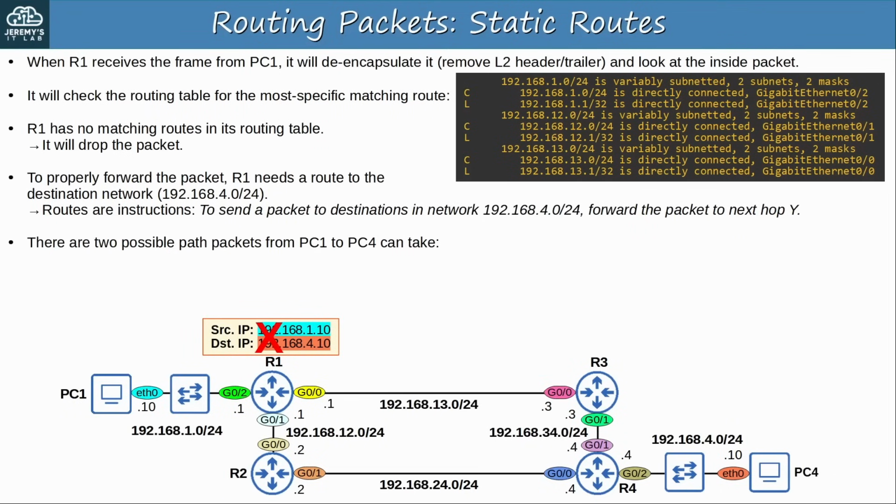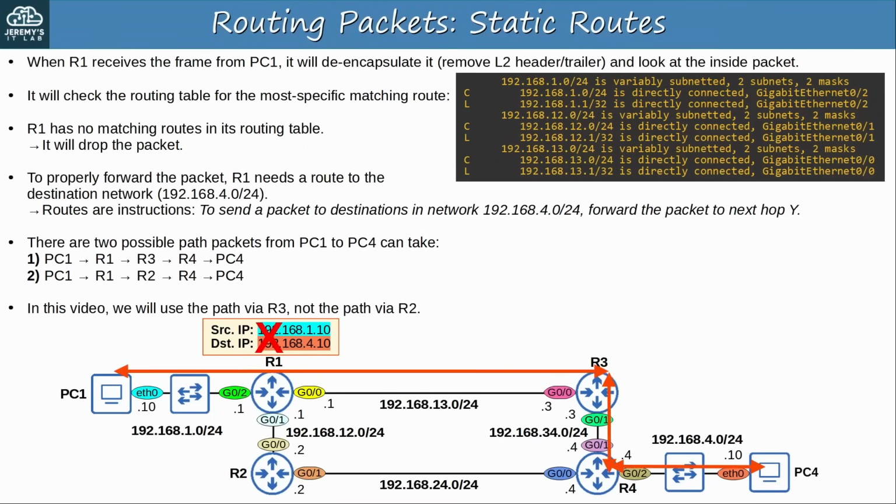Actually, there are two possible paths that packets from PC1 to PC4 can take. One is the path via R3, PC1 to R1 to R3 to R4 to PC4. The other path is the one via R2, PC1 to R1 to R2 to R4 to PC4. In this video, we will use the path via R3, not the path via R2. So we won't actually use R2 much in this video.